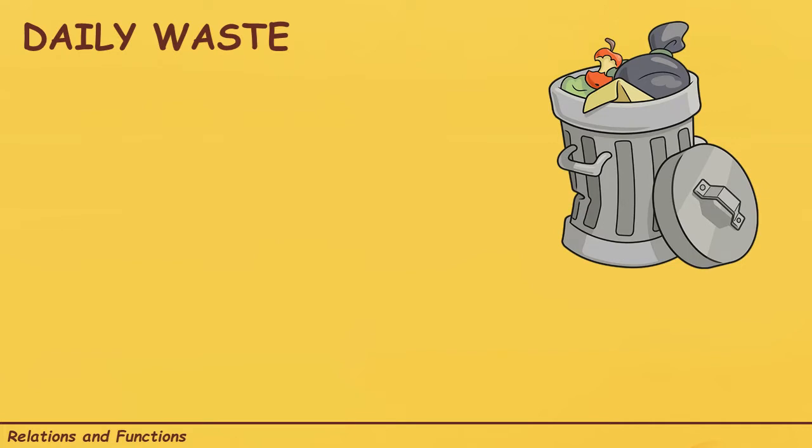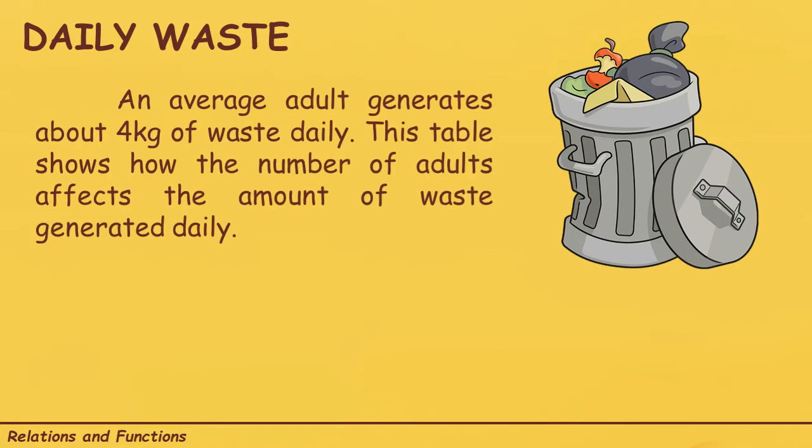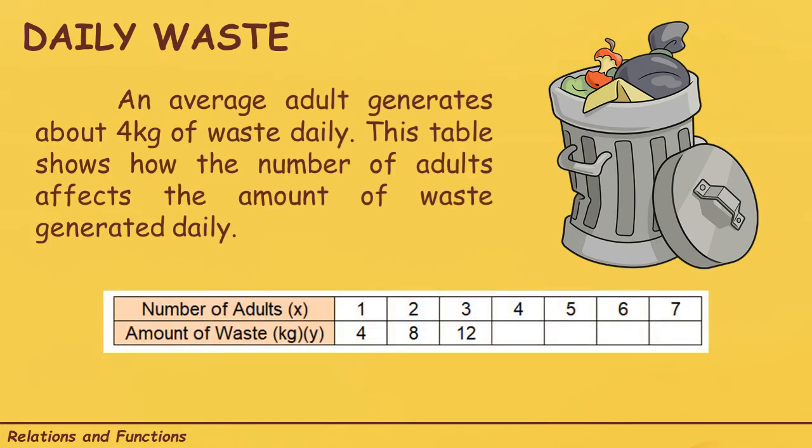After knowing the first kind of relation, which is many to one, let us now proceed to the second problem to find the second kind of relation. This problem is entitled Daily Waste. An average adult generates about 4 kilograms of waste daily. This table shows how the number of adults affects the amount of waste generated daily.